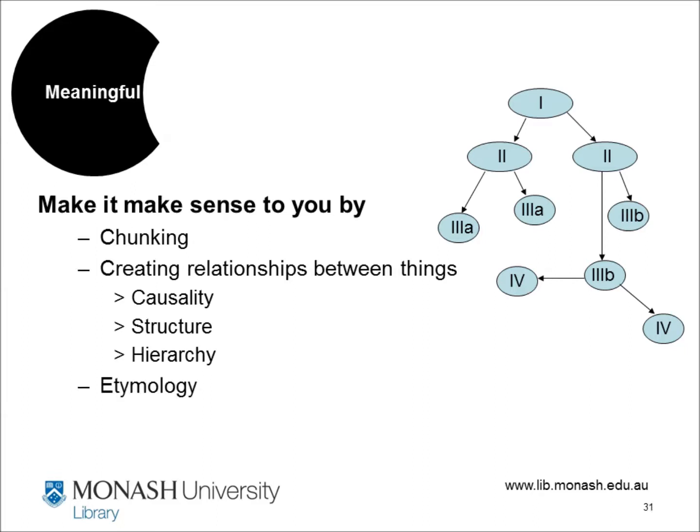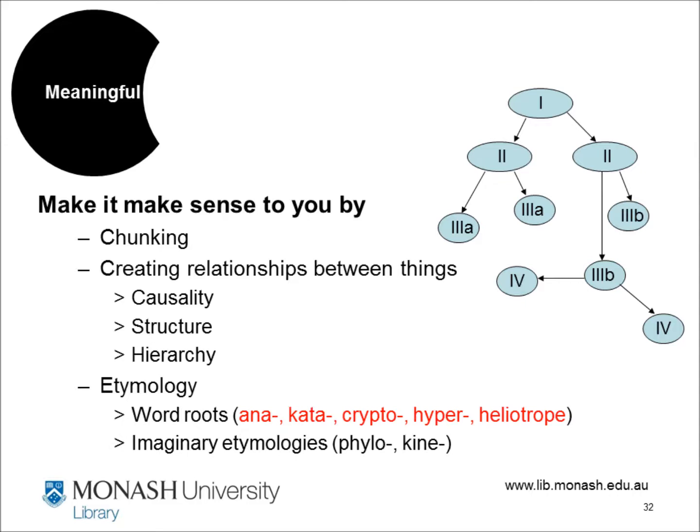Another thing that can be helpful is etymology, the knowledge of how a word was created. In the sciences, many words contain Latin and Greek prefixes and suffixes. The prefix ana means up or above, so anabolic will mean an increase in metabolism. Kata means down. Cation is a negatively charged ion. The word crypto will mean hidden. Cryptomnesia is hidden memory. Do you know what hyper means? What about heliotrope?